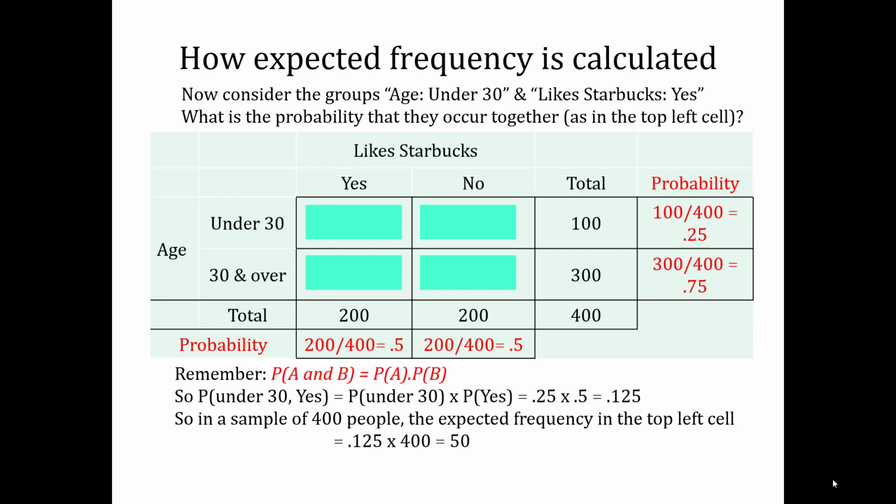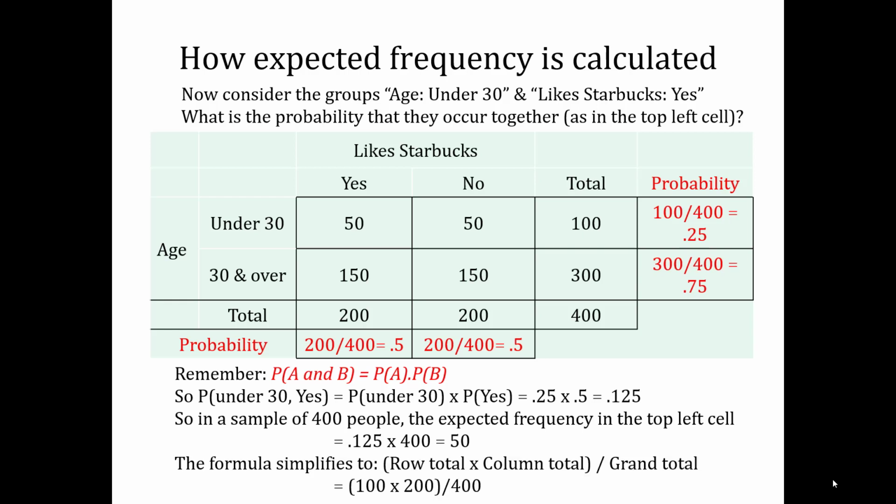In a sample of 400 people, we would expect to see 0.125 times 400 or 50 people in the top left cell. That's the expected frequency for that cell. We can calculate the expected frequency for each cell in a similar way. Notice that the total of the expected frequency in each row or column always equals the total we observe in that row or column. That's because the probability of being in each group is always the same as what we observe, but the distribution of frequency across the cells changes based on the assumption of independent events.